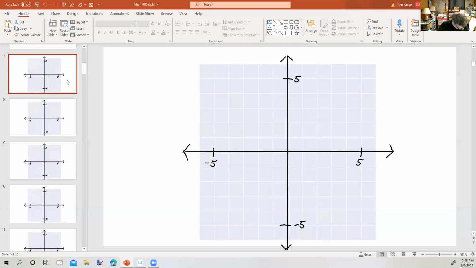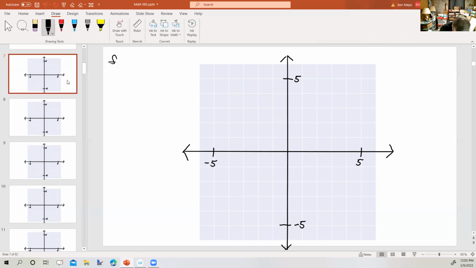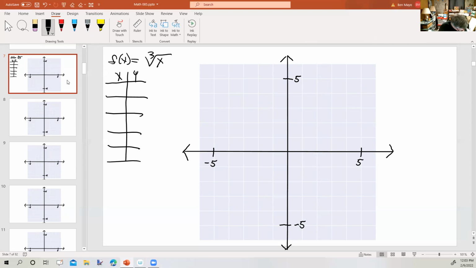This says complete the table and then graph the function. So we've got f of x equals the cube root of x. Now they have the following x values. Why did they choose those? Because those are perfect cubes. When you take the cube root of a perfect cube, you get a nice value.